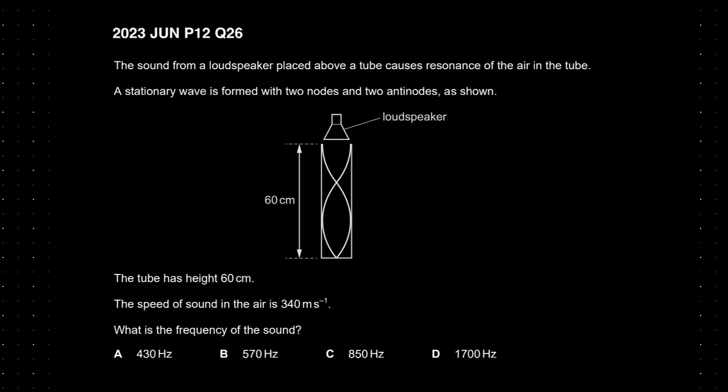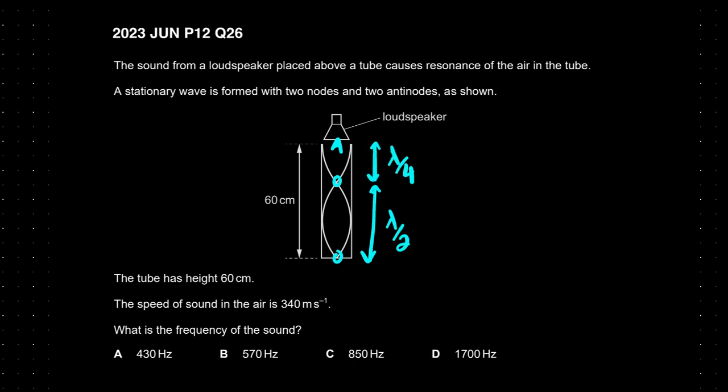Alright, 26. Sound from a loudspeaker placed above a tube causes resonance of air in the tube. Stationary wave is set up with two nodes, two antinodes as shown. Tube is height 60 centimeters. Speed of sound is given. What is the frequency of sound? So you can see node, node and an antinode. So this is half a wavelength, and node to antinode is a quarter.